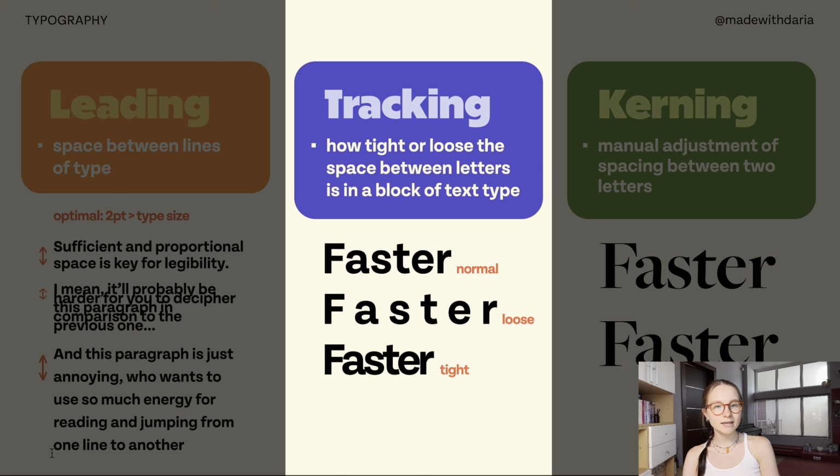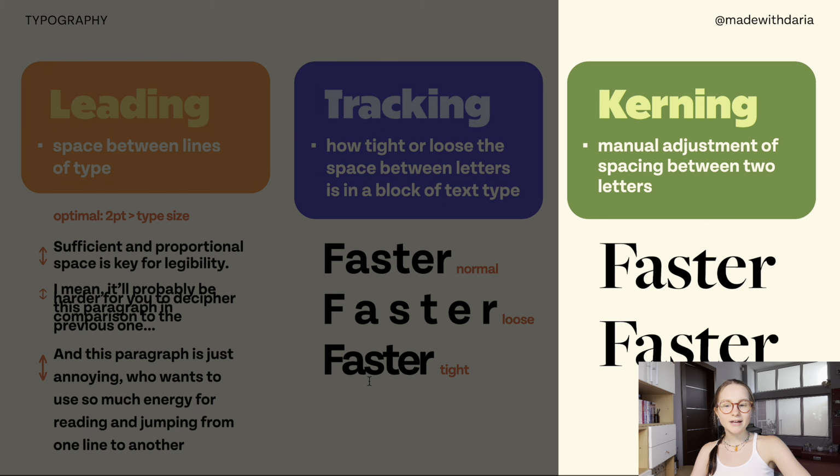When it comes to tracking, it refers to how tight or loose the space between letters is in a block of text type. When you're increasing the tracking, it increases the space between each letter in the word. These two options are more stylized, so used maybe in poster designs, maybe in some logos, but in normal conventional text, I would opt for the normal tracking.